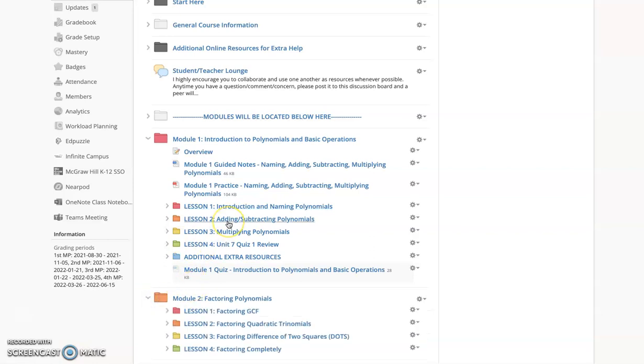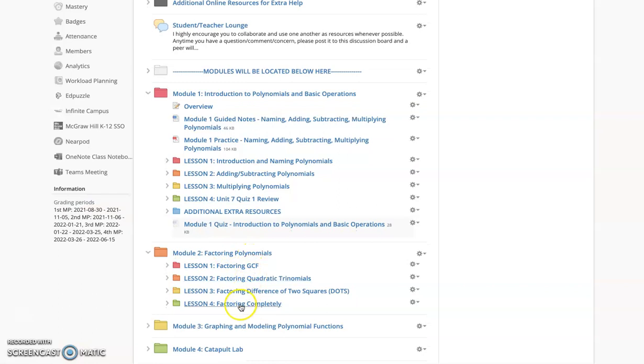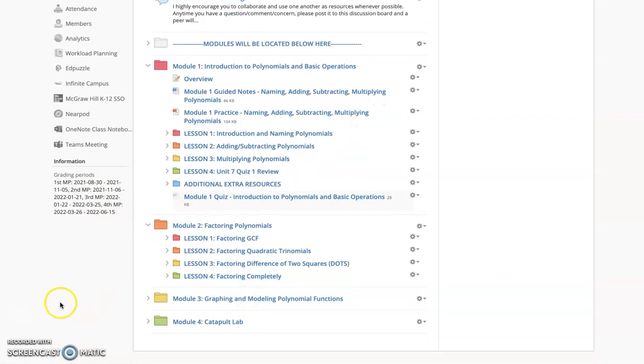Following modules will be formatted in a similar way, obviously varying based on the content covered. Module 2 can be seen below, and Module 3 and Module 4 will be similar as well.